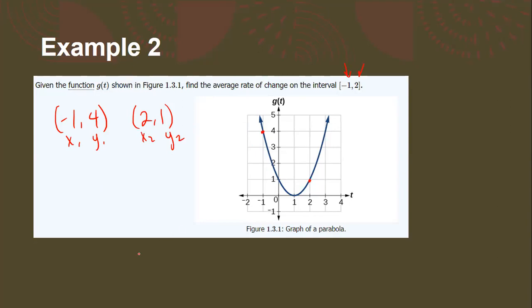Can I easily find the AROC? It is. That's why it's just a refresher. So 1 minus 4 over 2 minus -1. And we get -3 over 3, which equals -1. Okay. Easy peasy from a graph. So we had table, graph. Now we're left with our function. Questions about graph? No? Okay.